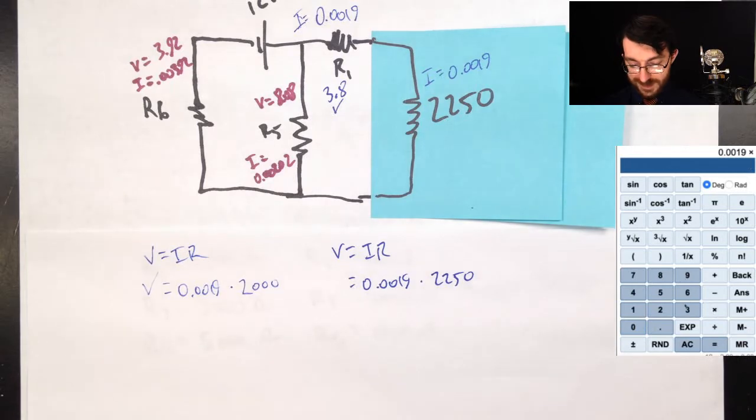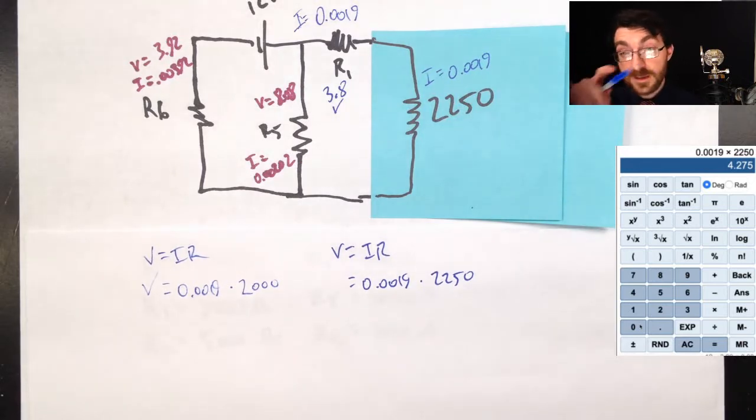.0019 times 2250. See? 4.275. Now, because of the way significant digits work and how complicated this math is, I may be accumulating several rounding errors. I'm not going to worry about that. I'm just going to go with, yeah, that's a little bit more than 4. It's just like I thought.